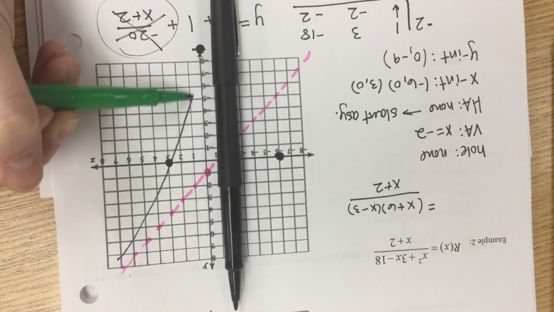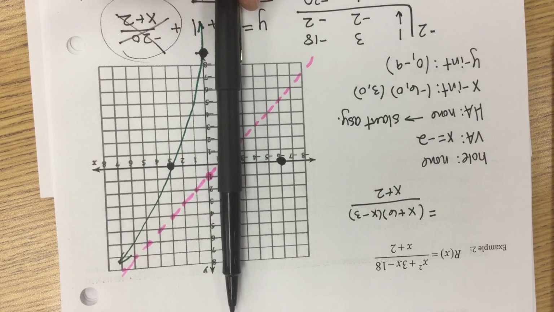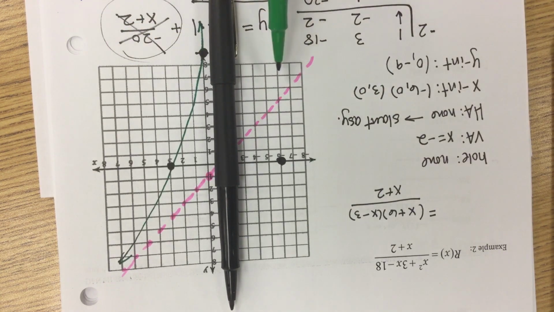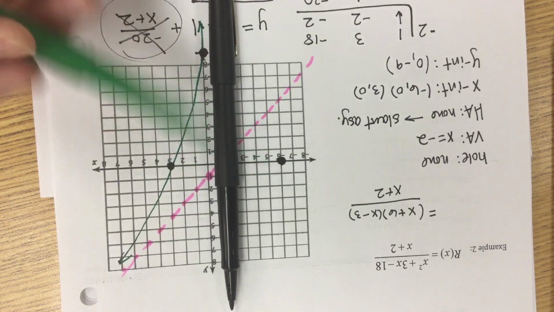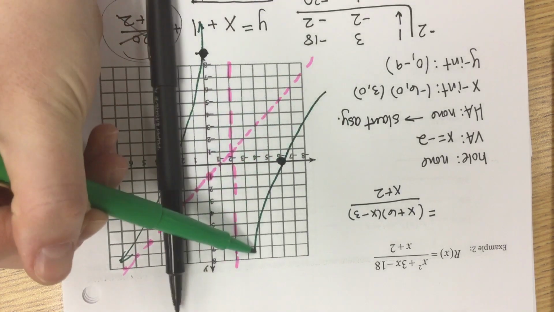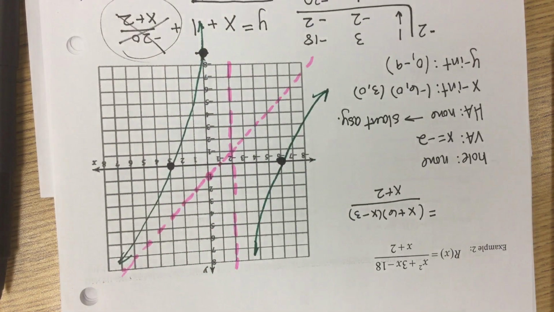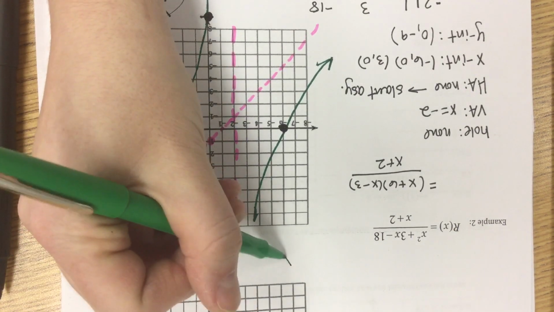Now these are a little harder because they're kind of wide, but I know that that's where that one's going to have to be. Now, if I take a look at this side, I have to determine if my curve is going to be below this slant asymptote in this little region, or if it's going to be above in this region. Well, I already have a point there, so I know that it's going to be above.